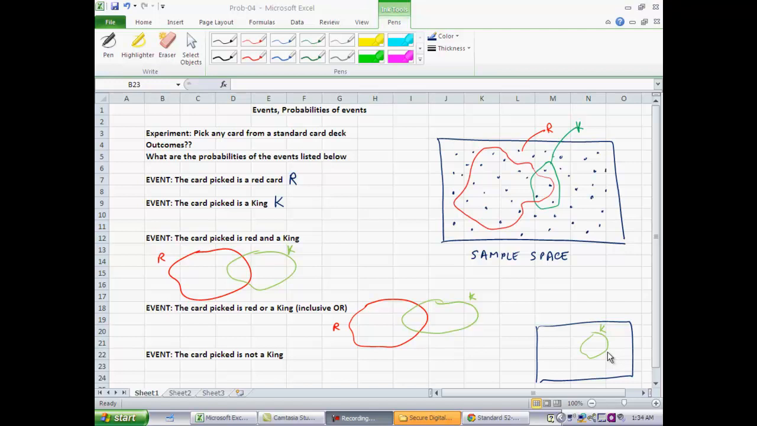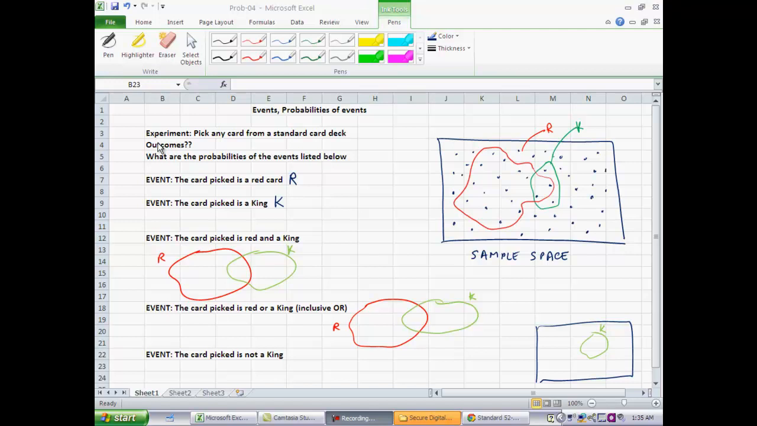In this clip, we'll continue our discussion of probability and introduce the concept of events and how to compute the probabilities of events and combinations of events. As an example, let's pick the following simple experiment. Pick any one card from a standard card deck. Now, what are the possible outcomes?